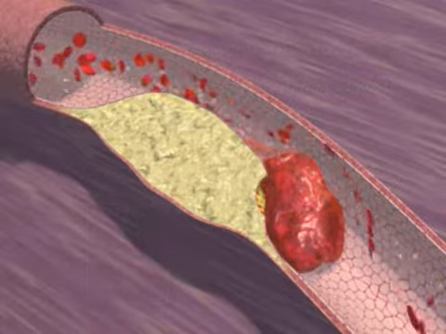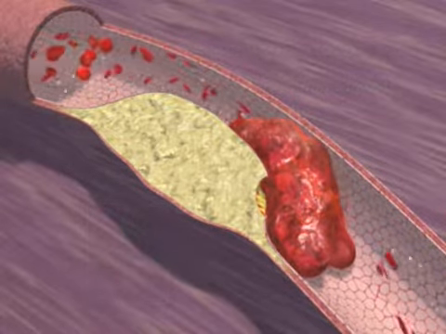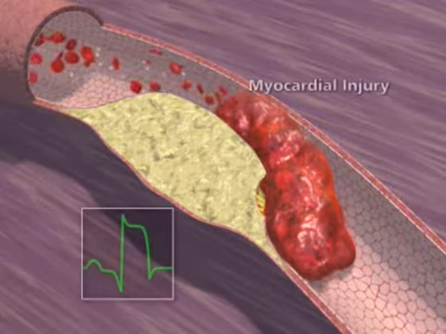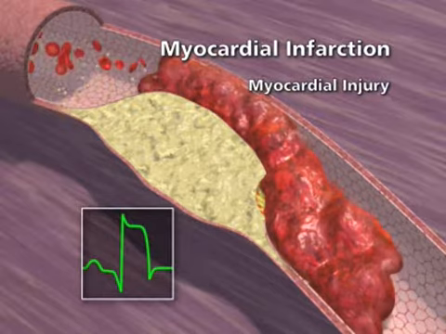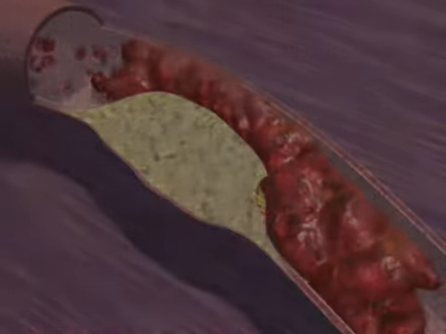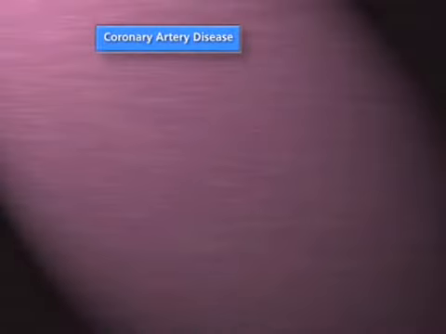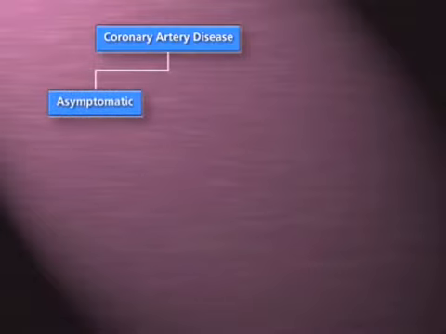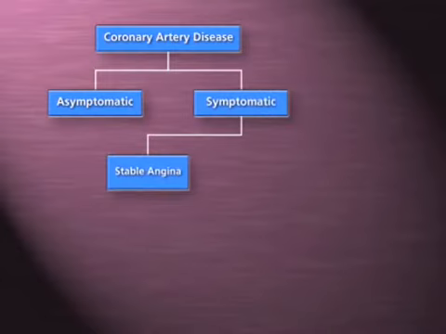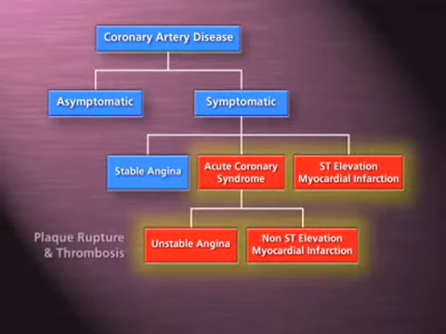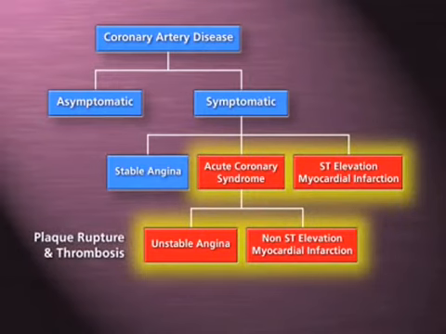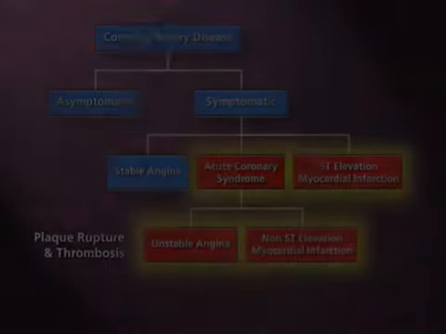In contrast, when the thrombus completely occludes the vessel, the myocardium is injured, and the syndrome of ST segment elevation myocardial infarction develops. In summary, patients with coronary artery disease may be asymptomatic, they can have stable angina, or they can suffer an acute atherothrombotic event. Plaque rupture with coronary thrombosis is the most common cause of acute, life-threatening coronary artery disease.